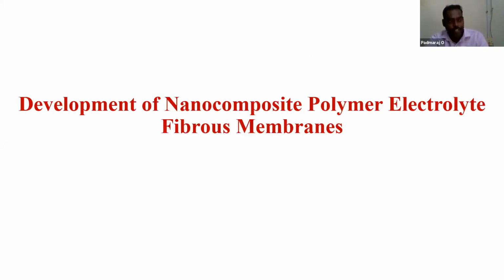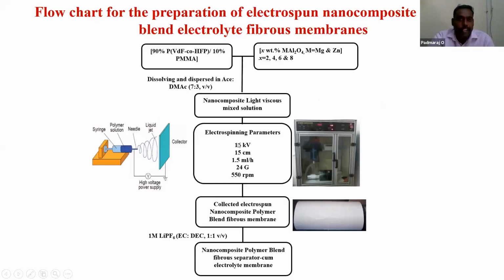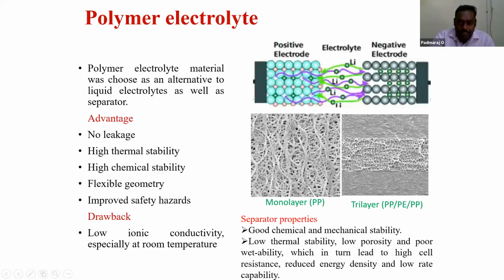Some results I would like to share with you, related to the development of the nano composite polymer fibrous membrane. See here, this is a flow chart for the preparation of the nano composite polymer electrolyte fibrous membrane. Understood? I already told you, this is the separator. The separators look like the fiber one, a web-like structure, a mat will be there.